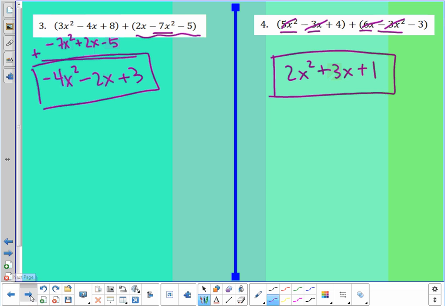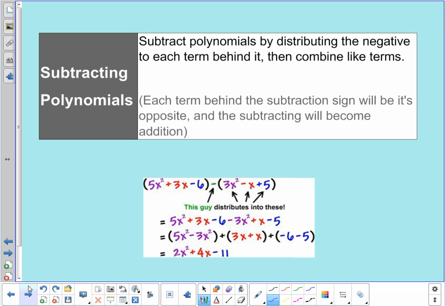All right. So now we get into subtracting. When we're subtracting polynomials, we need to distribute the negative, or the subtraction sign, the minus sign, to each term behind it and then combine the like terms. So each term behind the subtraction sign will be its opposite and then subtracting will become addition. That's kind of how that works there.